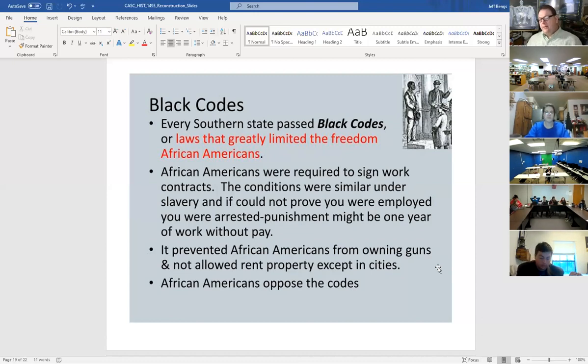Serfs technically were not owned by masters, but they didn't have their own land. They had to work for others who had land. They had to sign a contract. The conditions of the contract were similar to those conditions under slavery. And even though African Americans were free, if they could not prove that they were employed, they could be arrested.